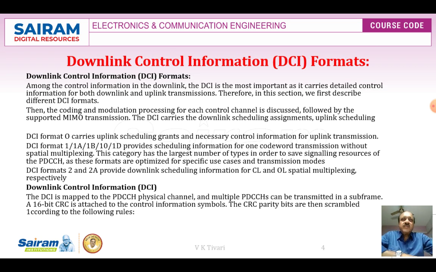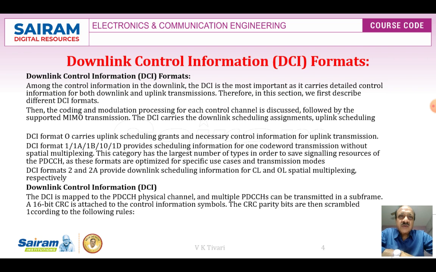Downlink control information DCI format. This is among the control information in the downlink. DCI is the most important as it carries detailed control information for both downlink and uplink transmission. Therefore, in this section we first describe the different DCI formats. Then the decoding and modulation processing of each control channel is discussed. Following are the supported MIMO transmission.